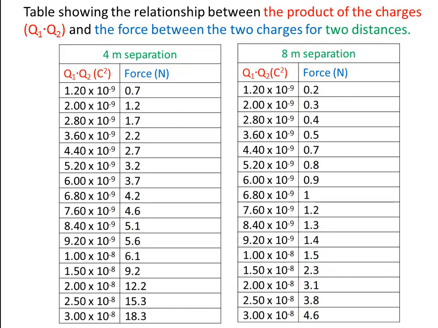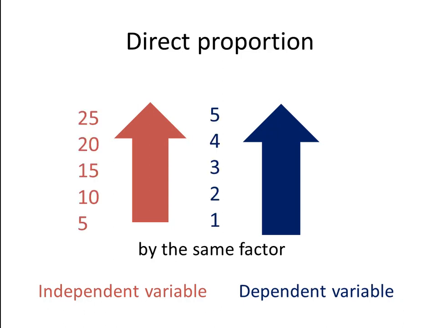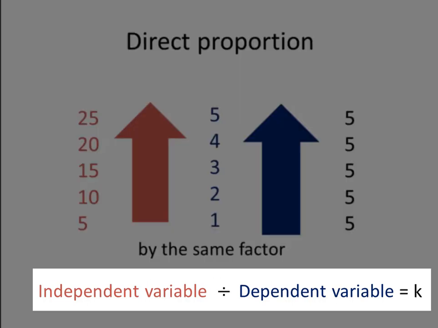But we want to see whether the direct proportion relationship that we found before still applies. Remember that in direct proportion, as one variable increases, the other increases by the same factor. And we can check that two variables are indeed directly proportional to one another by dividing one variable by the other, and if they are directly proportional to one another, that will give a constant value.